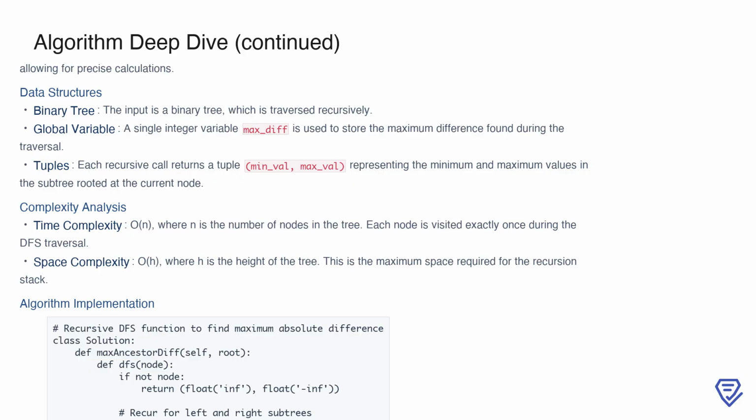The time complexity is O(n), where n is the number of nodes in the tree, since we visit each node exactly once. The space complexity is O(h), where h is the height of the tree, as this is the maximum memory required for the recursion stack.